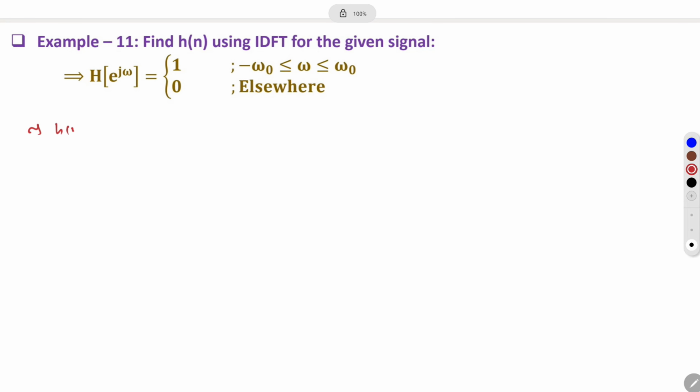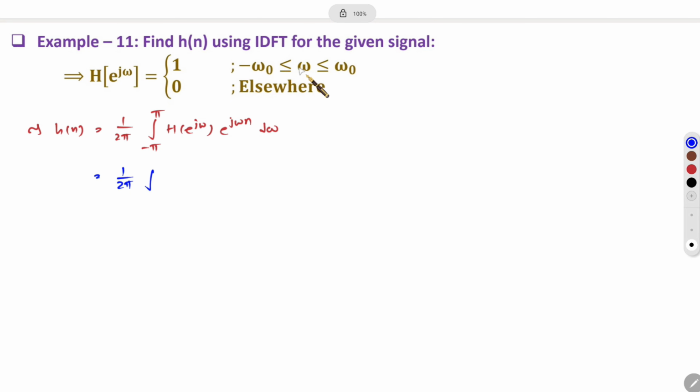See, h of n one can get by the equation of inverse DTFT, that is 1 divided by 2 pi, integration with limit from minus pi to plus pi, H of e to the power j omega into e to the power j omega n d omega. That is the standard equation. Now in this standard equation, let us substitute the limits.